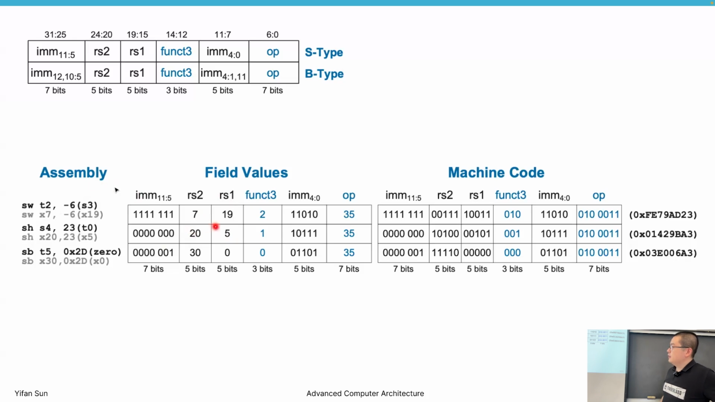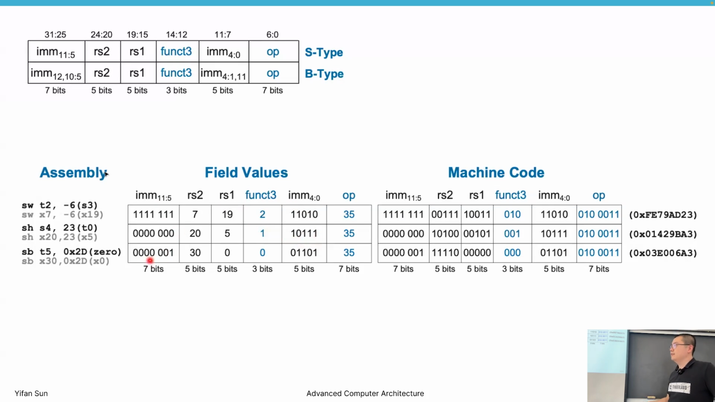Other than these two source registers, we actually need an immediate number to give it an offset. Although it's written this way, we're doing something like S3 minus 6, and that's the actual address we're using. This minus 6 is stored in this immediate part and this immediate part. You need to take these two immediate parts out and combine them together, then make a number. That's the number you are eventually looking for.